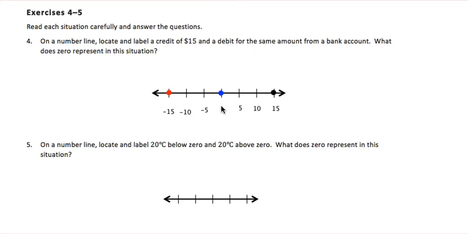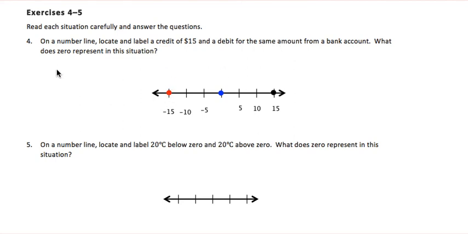So I labeled our number line with the positive intervals increasing by 5 each time. The credit, which increases the account by 15, is the point in black, and the debit, which decreases the account by 15, because it says the same amount, is in red.